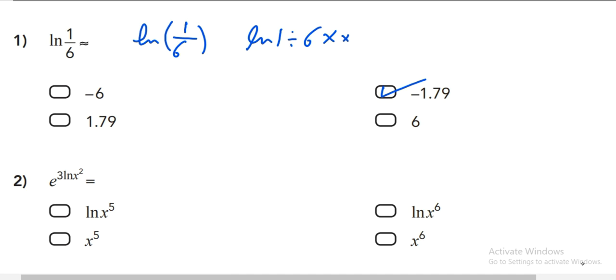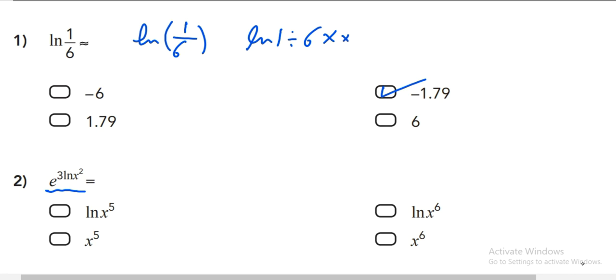Question 2. e to the power 3 ln x to the power of 2. Here we have to find the simplest form of this expression. We have two methods to solve this question. The first method is by using properties of the function e, or logarithmic functions.